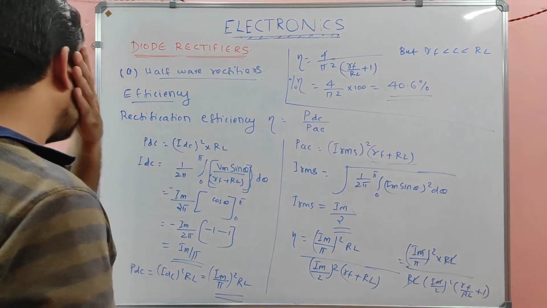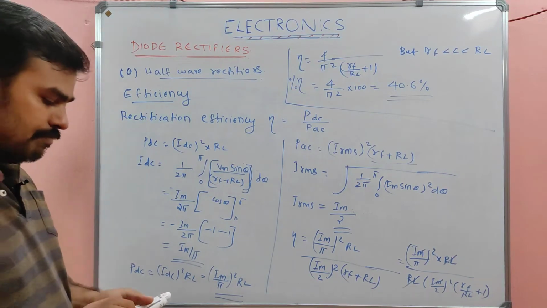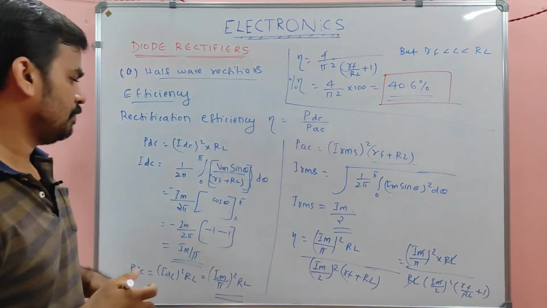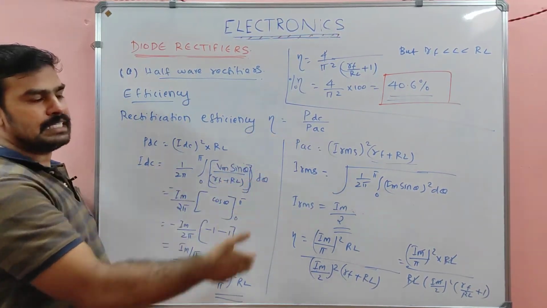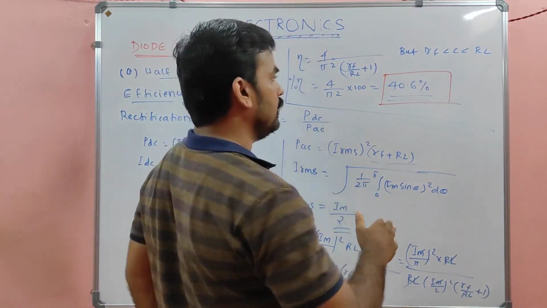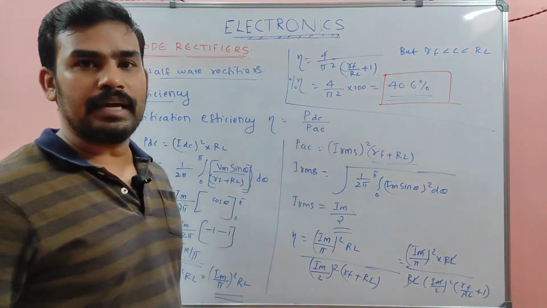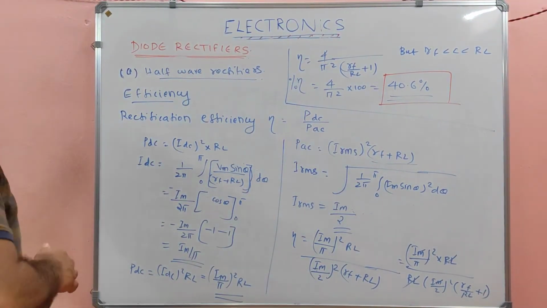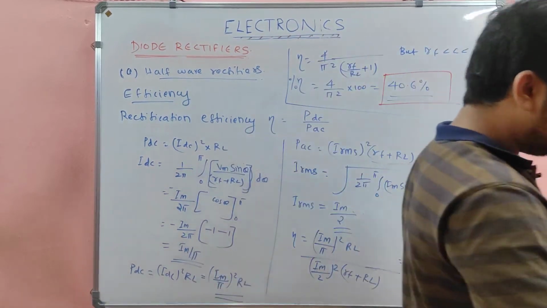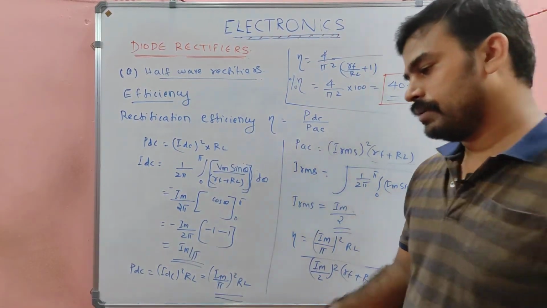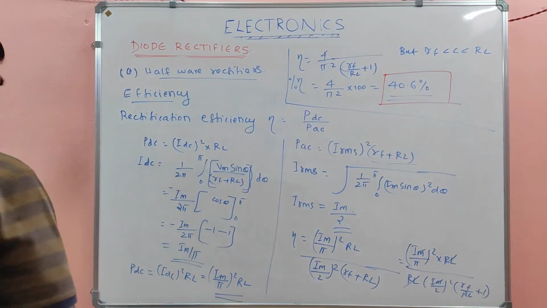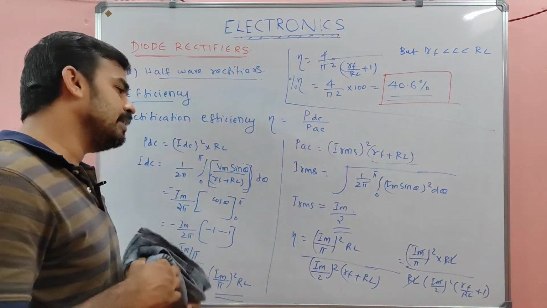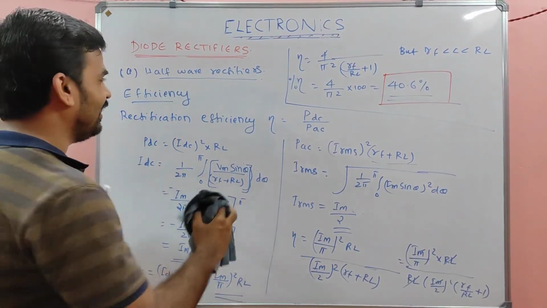Is there any doubt, my dear? This value is very, very important. Note it down. You need not remember all this derivation; it's for your understanding. But this value is for the half wave rectifier: the rectification efficiency is nothing but 40.6%. Is it clear, my dears? Is there any doubt? You can comment. And let's do a beautiful problem so that we will learn a very important term regarding the diode rectifier that you have not learned yet.